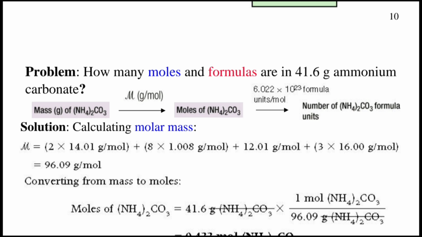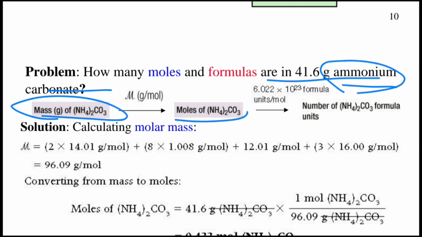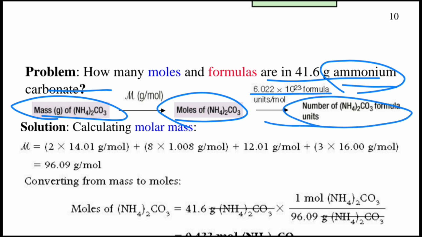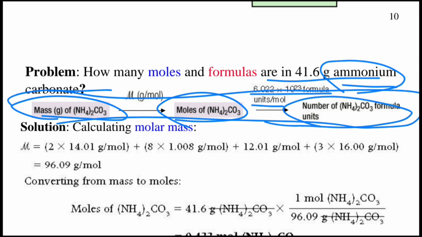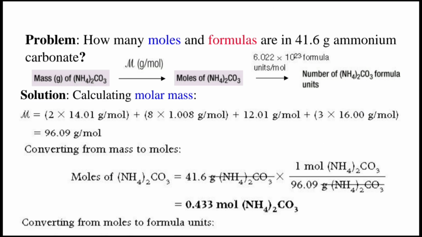How many moles and formula units are in 41.6 grams of ammonium carbonate? We have the formula and the mass given. So using its molar mass, we will find moles and then convert into number of formula units by multiplying by Avogadro's number. This is the whole procedure. You can use this and calculate the values for this question.